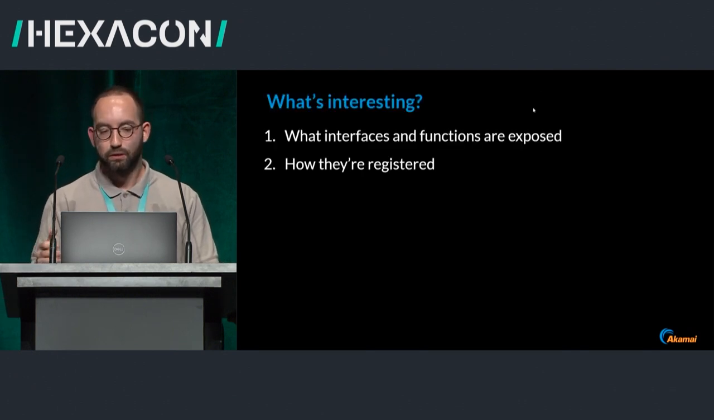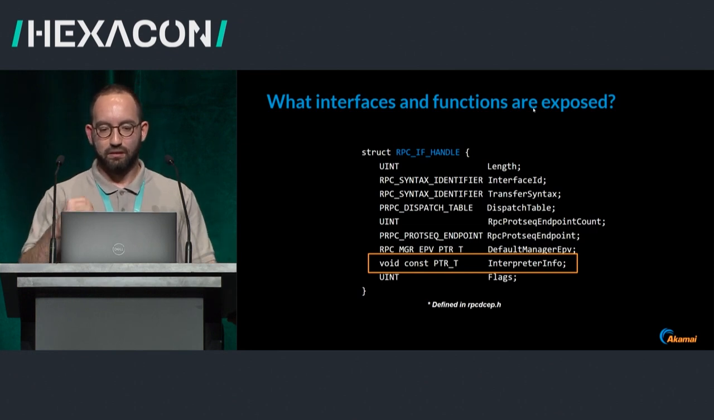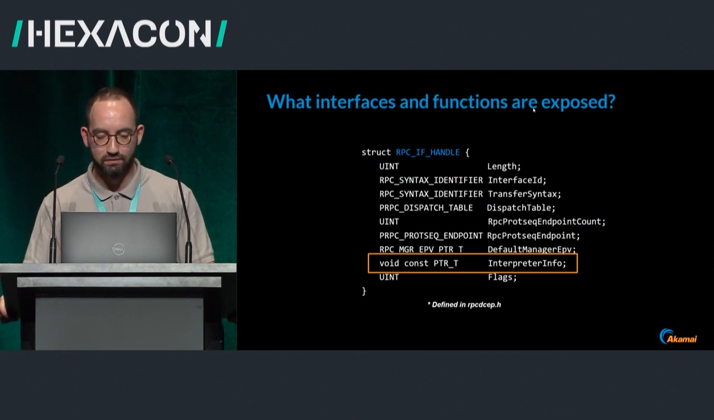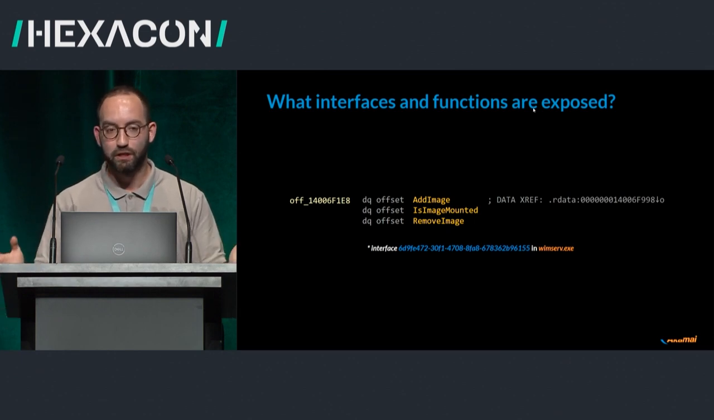So what are we looking for? We're looking for both info about interfaces that are exposed to servers and their functionality and how they're registered. Let's discuss first interface. Once an IDL file is compiled into client and server logic, it is represented by a structure called RPC interface handle, and it is very easily available. It can be found in the RPC header. Inside it, we have a pointer to another structure called the interpreter info, which also points to a table of functions exposed by the RPC server. RPC clients have the same structure, RPC interface handle, but they don't have this pointer, so we can differentiate between clients and servers.